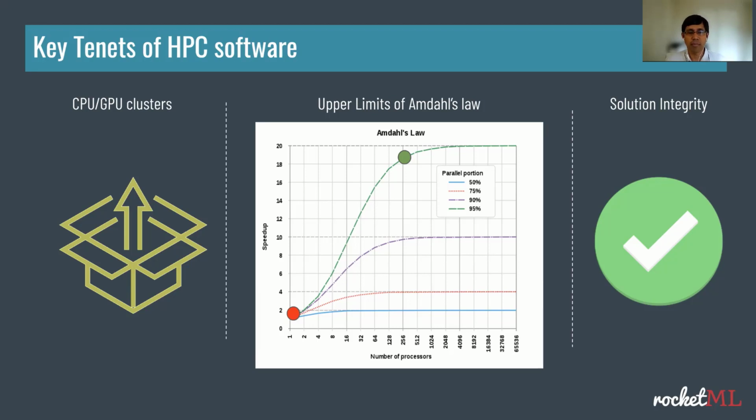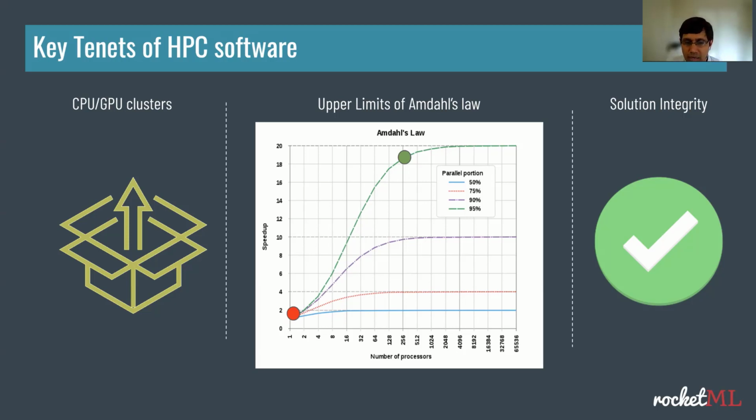So the ability to run software without any changes to the code is an important tenet of HPC software. And that's what was covered in most of the tutorial done by Sergio. Upper limits of Amdahl's law is, again, a key concept from high-performance computing. So let me explain the plot here and talk a little bit more about how it pertains to deep learning.